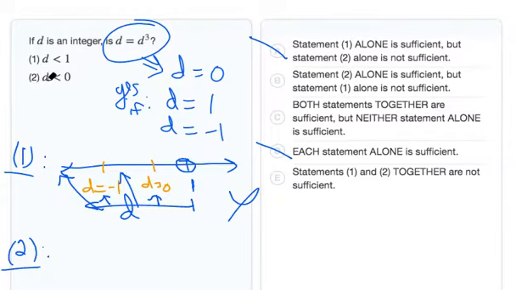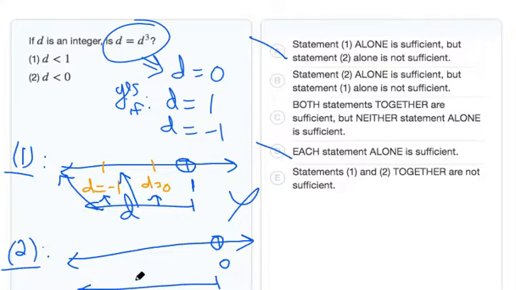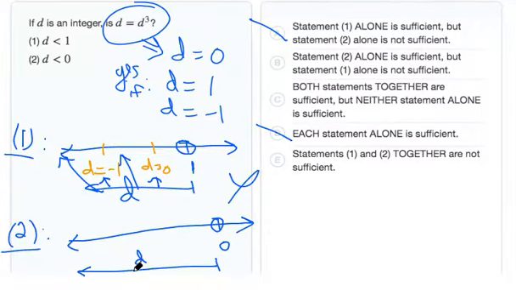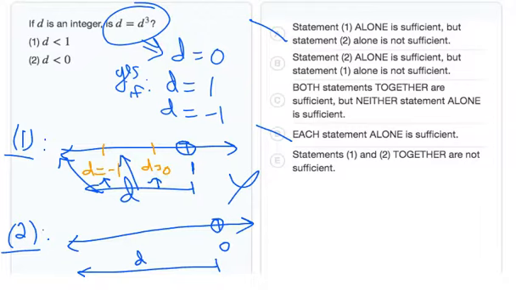For statement 2, we have a similar thing going on, so let's think about a number line. We have 0, and we know that d is less than 0, so d is somewhere over here. In this case, it's even more restrictive since we don't have 1 in our number line, but we do have negative 1 as a possibility. But we're not told that d is negative 1, and we're not told that d is not negative 1. So it could be negative 1, but it could also not be negative 1.